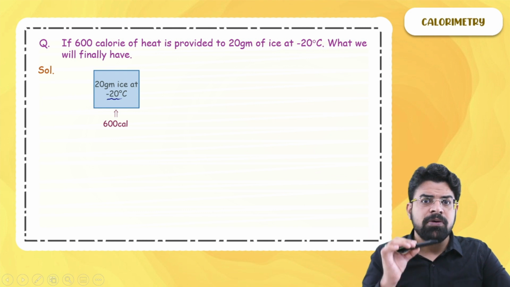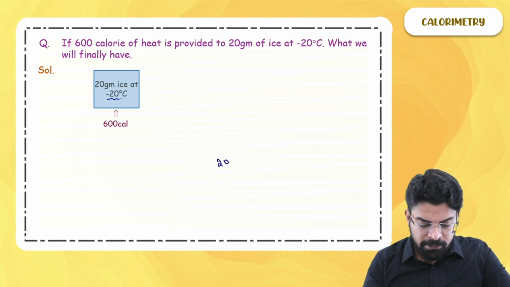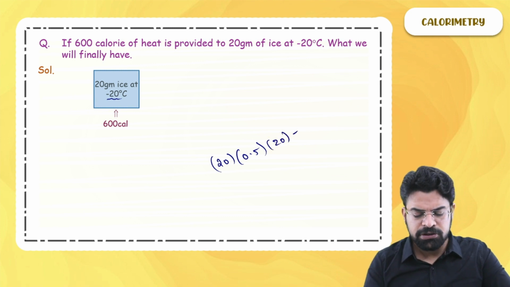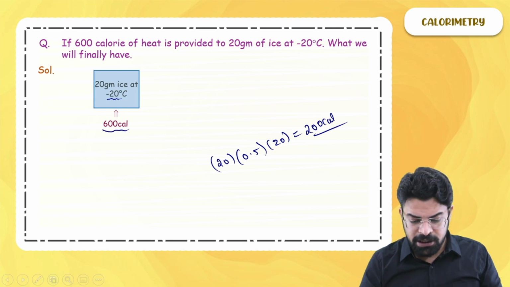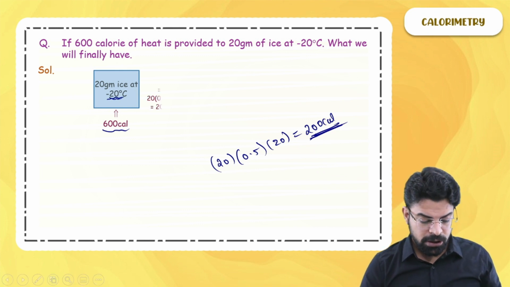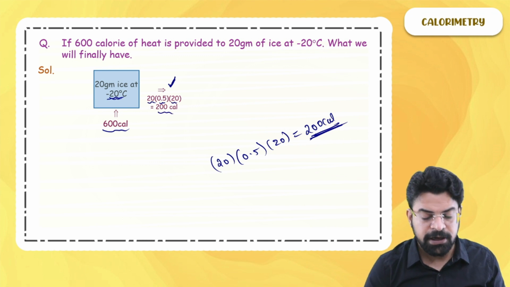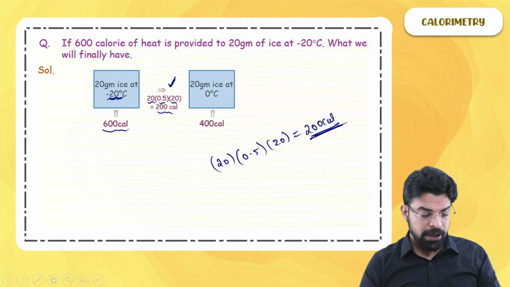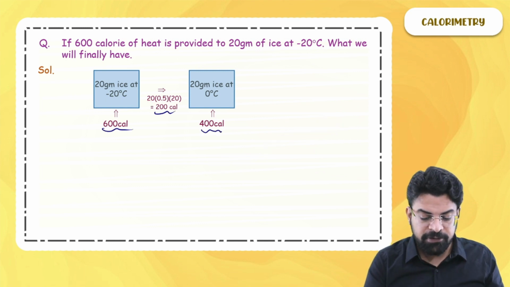How much heat is required to increase the temperature of ice from minus 20 to 0? Sir, m s delta T. Mass of ice 20, specific heat of ice 0.5, and delta T from minus 20 to 0, that will be 20. So here you will get 200 calorie. So out of the 600 calorie we are providing, the first 200 calorie, 20 into 0.5 into 20, will be used to increase the temperature of ice from minus 20 to 0. And we will be left with 400 calorie.